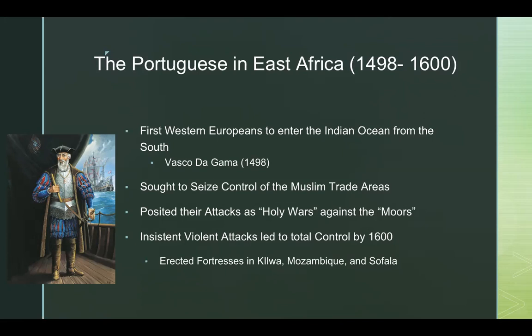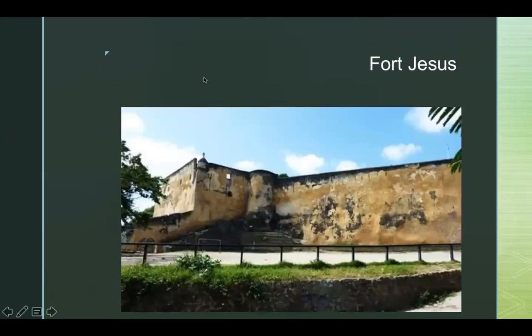And in place of these very beautiful cities, once they had conquered these places by incessant violence, they had total control of the East African coast by 1600. And they erected several forts in Kilwa, in Mozambique and Sofala. And this is one such fort here known as Fort Jesus in Kilwa. And it's just a monstrosity, right?